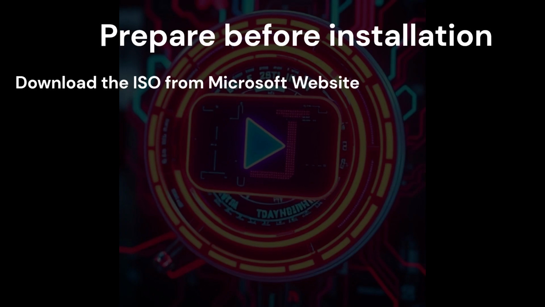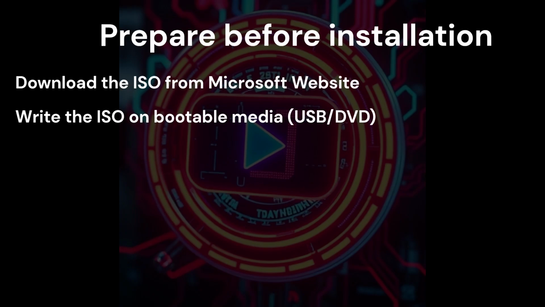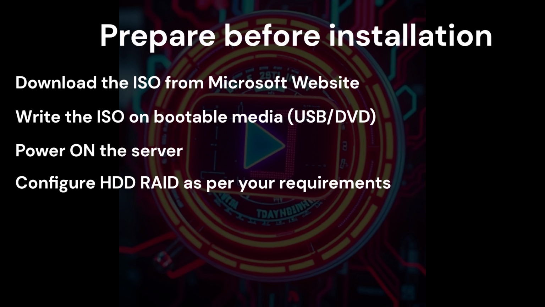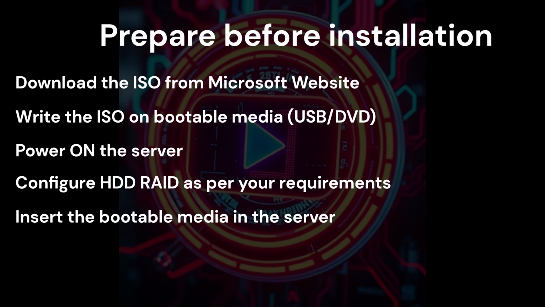Before you begin, download the ISO from the Microsoft website and burn the ISO image on bootable media. Power on the server and configure storage RAID. Reboot and insert the bootable media. After booting, this screen will appear. Press any key on the keyboard to boot from the media and wait for the setup to load.